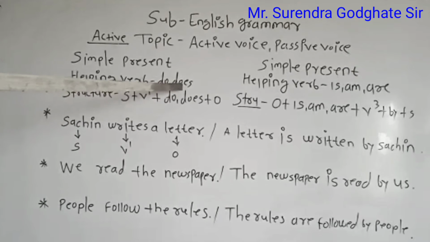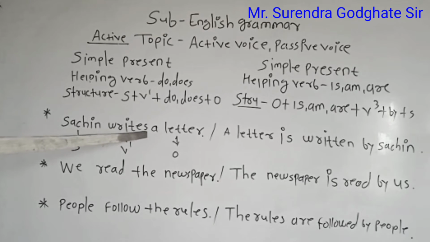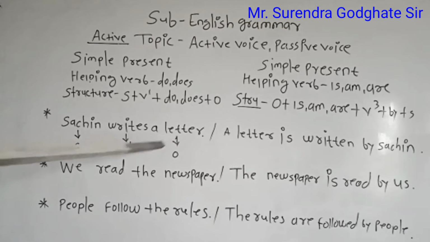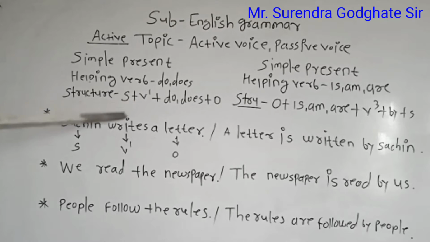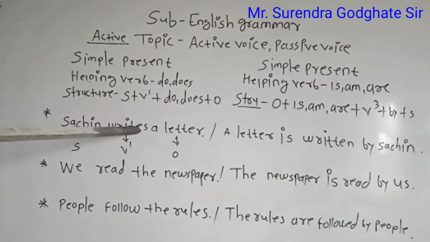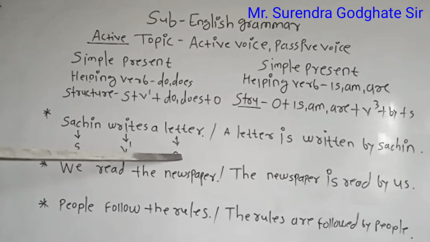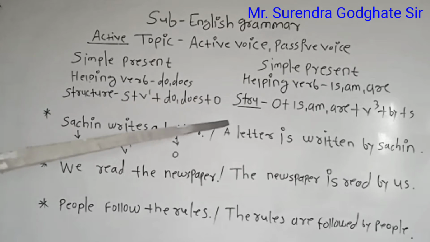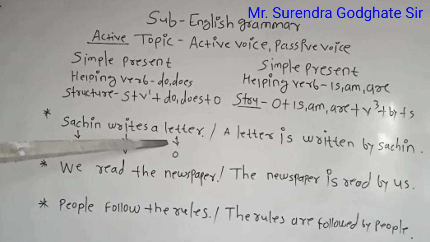It means that we hide this does inside the verb by applying the s, isn't it? So keep in mind, always we hide this does inside the V1 by applying the s here. So Sachin writes a letter. Subject according to the structure, V1 with does hidden inside the s, and last is the object. Now we have to convert it into the passive voice.